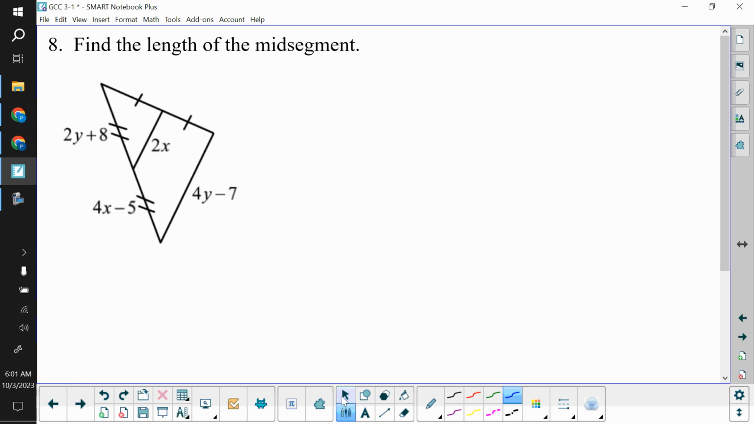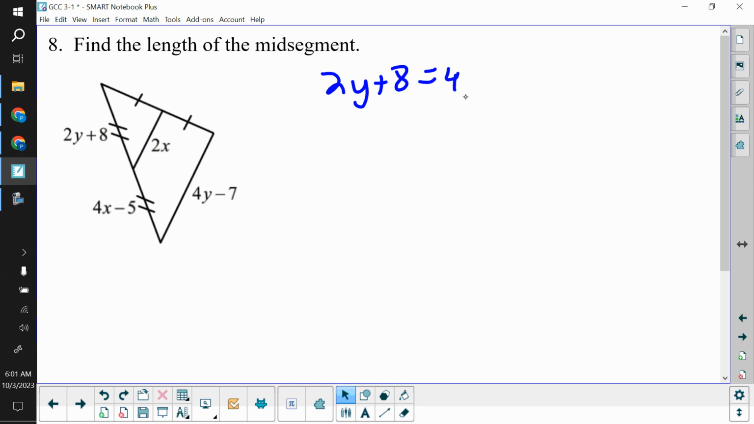All right, last question we'll look at is number 8. We've got a whole bunch of expressions. Notice there's 2 variables, so we want to set up 2 equations. Well, over on the left, notice we have double tick marks on both of those expressions. So that means that those are equal. So we'll have 2y plus 8 equals 4x minus 5.